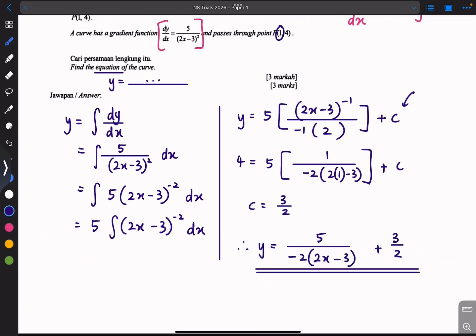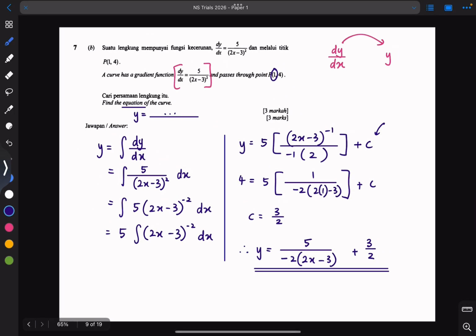Done. So the tricky part is finding the c. Okay, you shouldn't forget that you need to find the c. So to find the c, we just sub in the x and y values. Here they already gave us nicely. So just put that and find c. That's it.